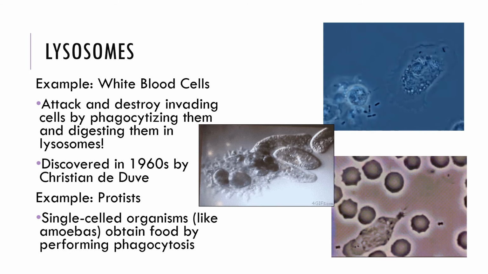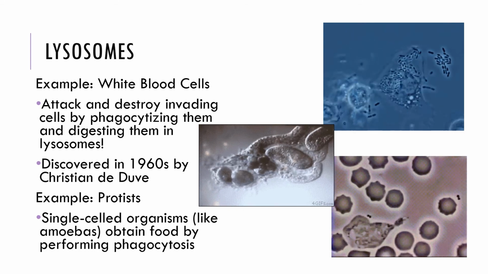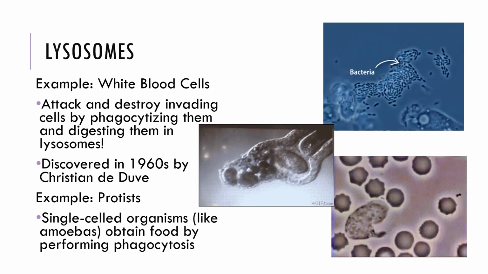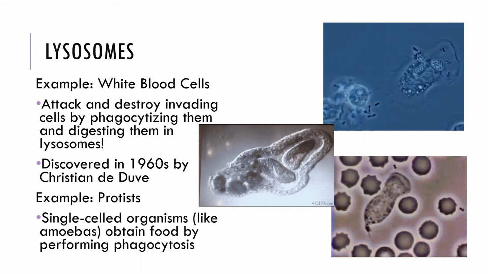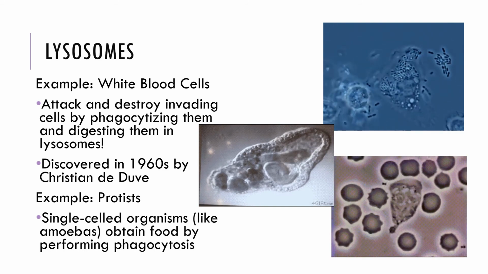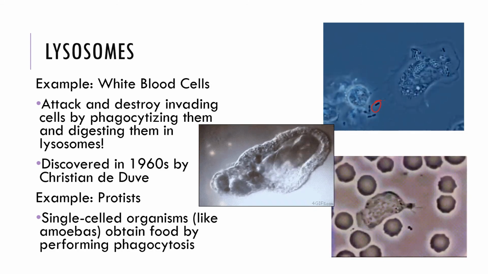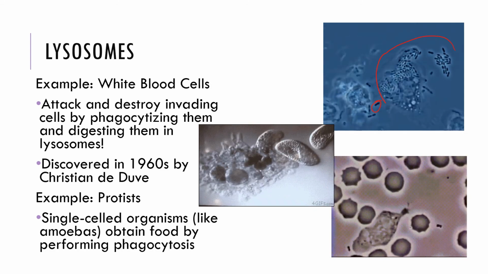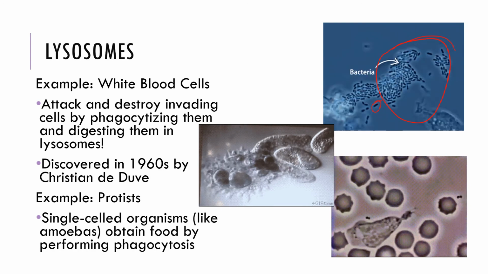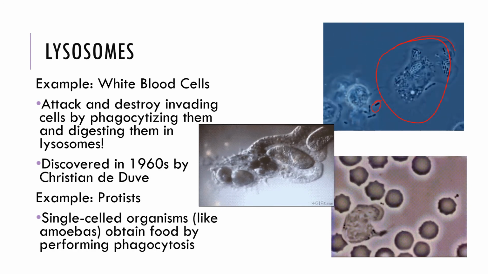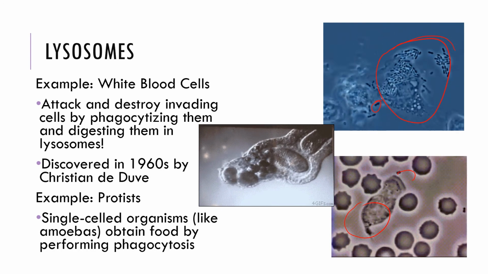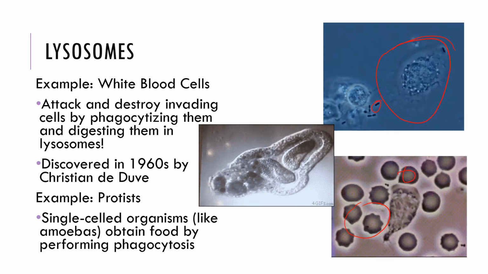So here's some cool GIFs and videos of cells performing phagocytosis and eating other materials, like the white blood cell. You can see all of these little dark structures are bacteria, and this big guy here is a white blood cell that's eating them all up. Same thing here. This is a white blood cell chasing little bacteria around.